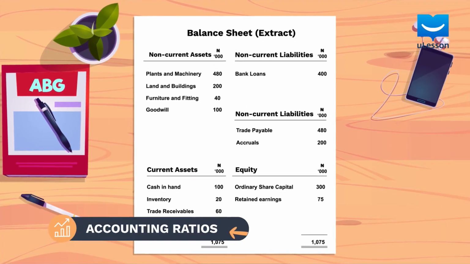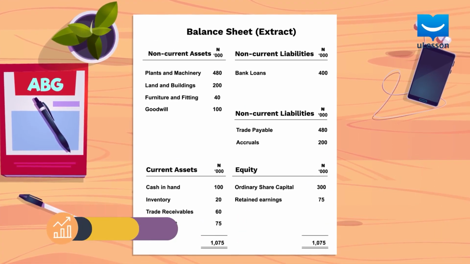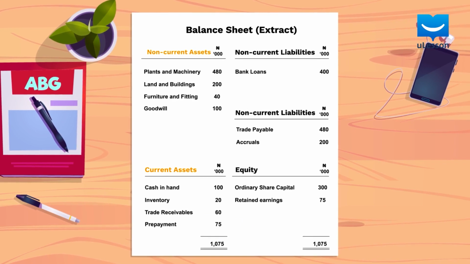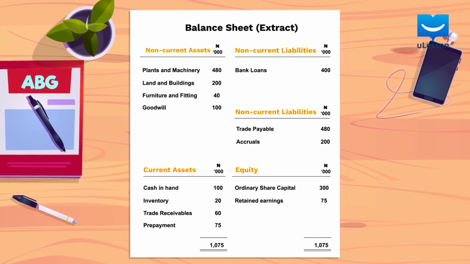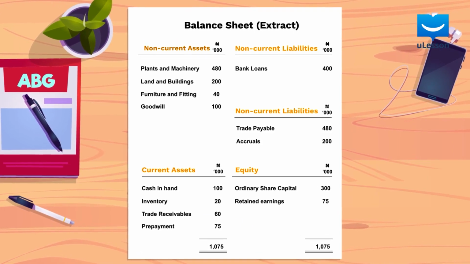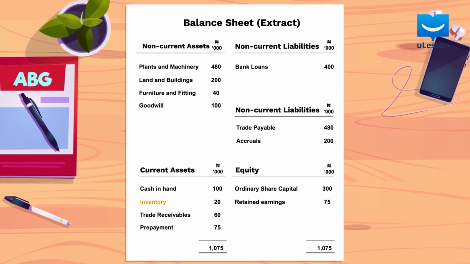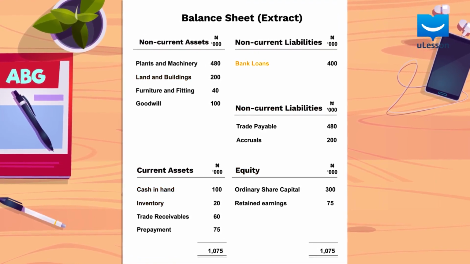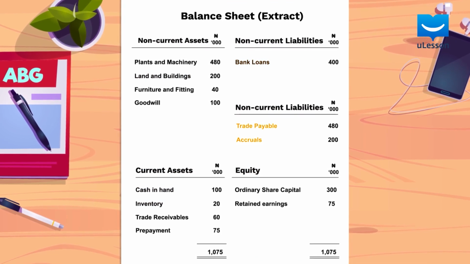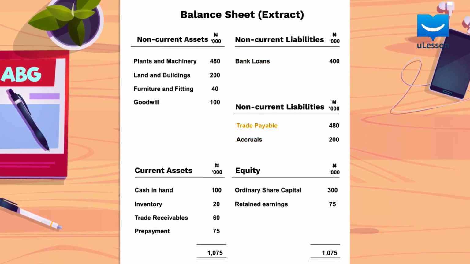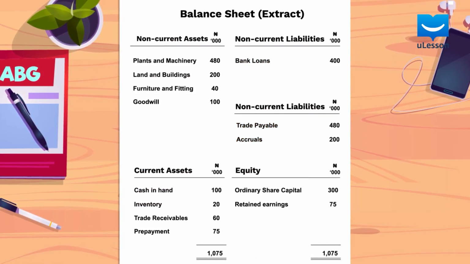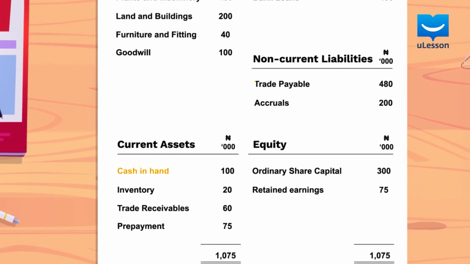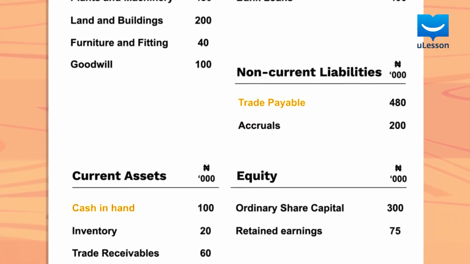Do you remember the balance sheet? It is a statement containing the total assets, liabilities, and equity of an organization. These assets can be inventory, cash, and buildings, while liabilities can be loans, accruals, payables, and so much more. Now, if you want to compare the relationship between one asset and one liability, how would you do that?